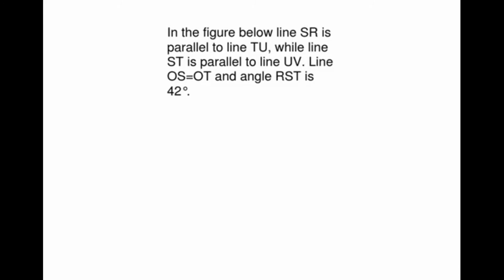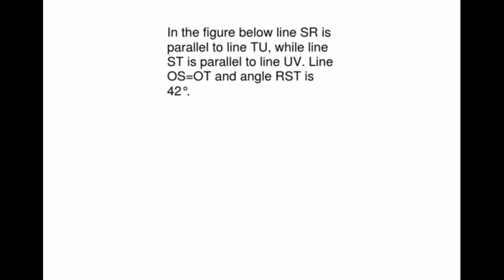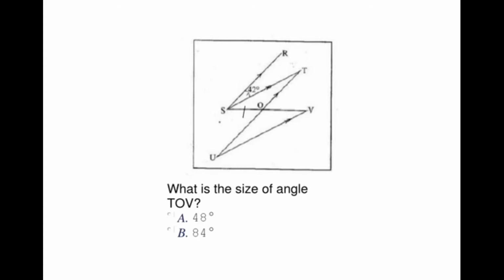The figure below, line SR is parallel to line TU, while line ST is parallel to line UV. Line OS equals OT, and angle RST is 42 degrees. So we are told OS is equal to OT. So this side and this side are equal. So what is the size of angle TOV?